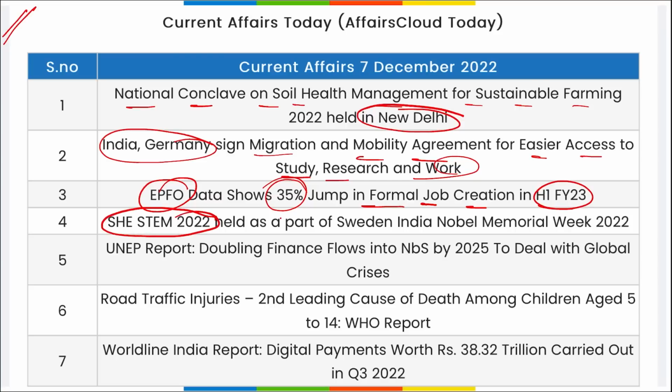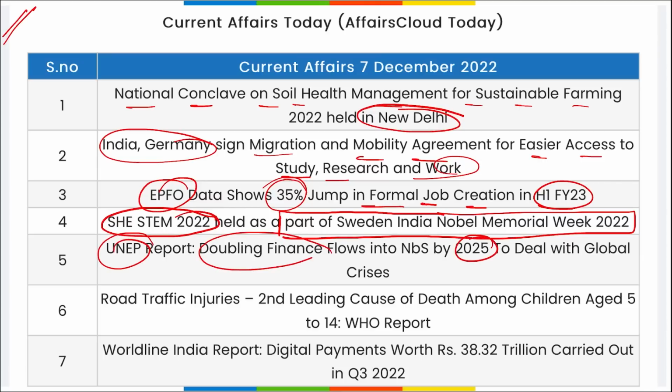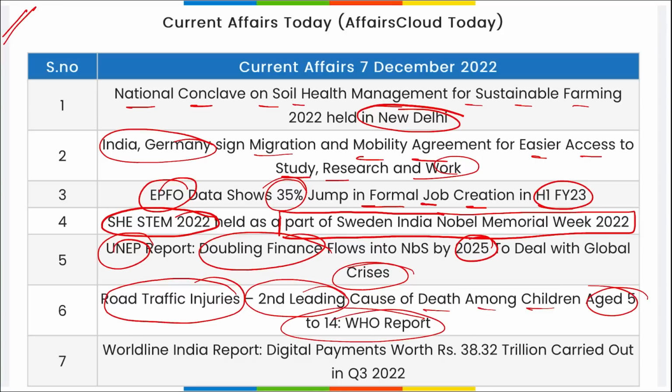SHE-STEM 2022 was a part of Sweden India Nobel Memorial Week 2022. A UNEP report stated that by the year 2025 we need to double our finance, and by the year 2030 we need to triple our finance to tackle the climate crisis. Then road traffic injuries data was released that stated India is the second leading cause of death among children aged 5 to 14 years of age. This data was released by WHO.